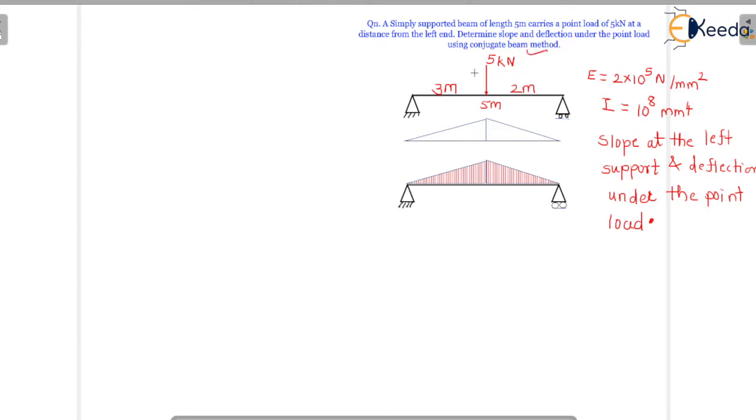So as per our question, this span, the length, is given as 5 meter, and the load is given as 5 kilonewton. Okay, we have seen this theory in the last class. Let us call this distance A, which is 3 meter, and let us call the remaining one B. So A is 3 meter, so B will be 2 meter.